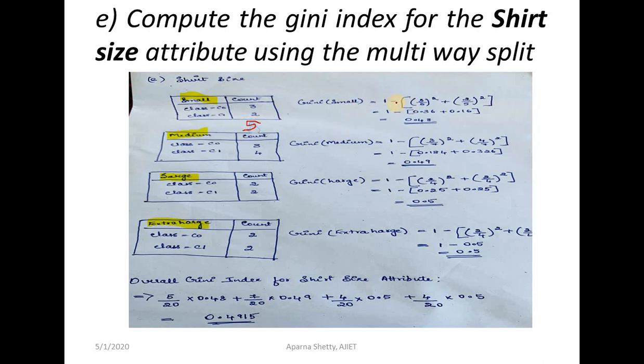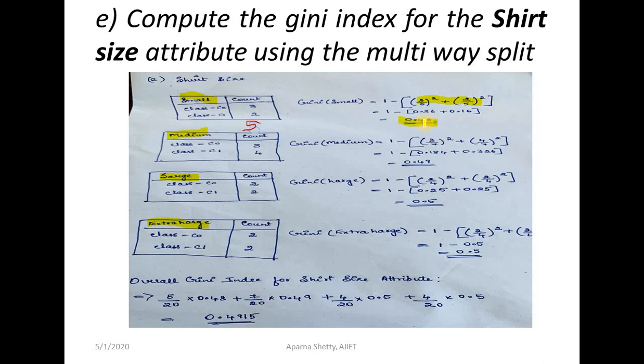Okay, same way calculate the Gini for shirt size small. 1 minus (3 divided by 5) the whole square plus (2 divided by 5) the whole square. You will get 0.48.